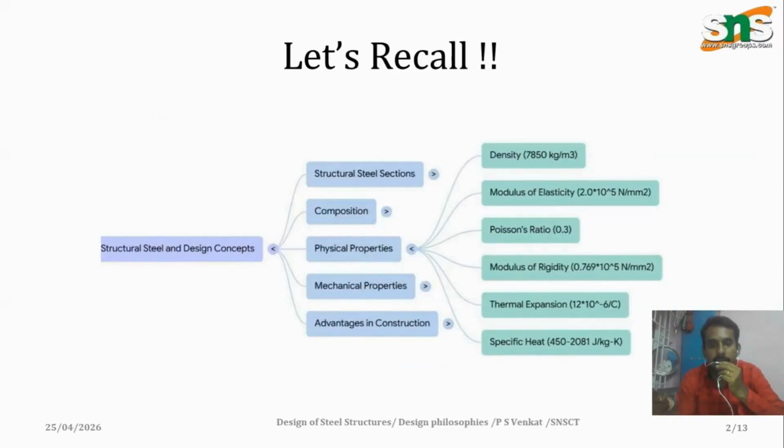Before we dive deeper, let's quickly recall what we learned so far. Steel structures are widely used due to their strength, ductility and reliability, but designing them safely and economically requires proper design methods.